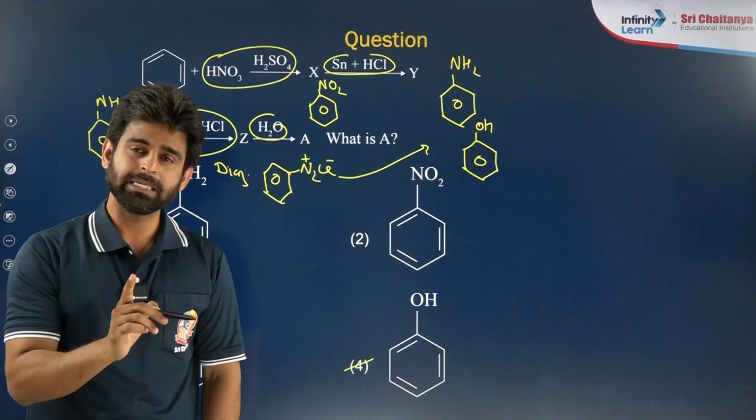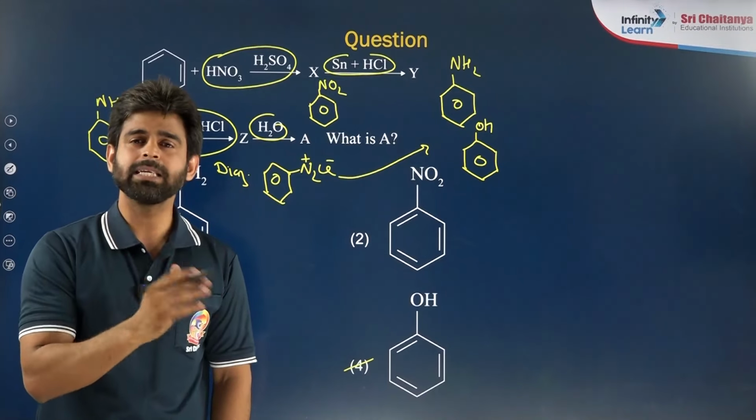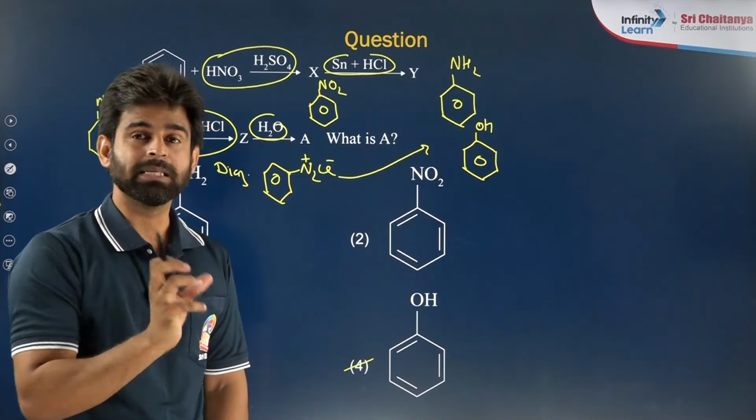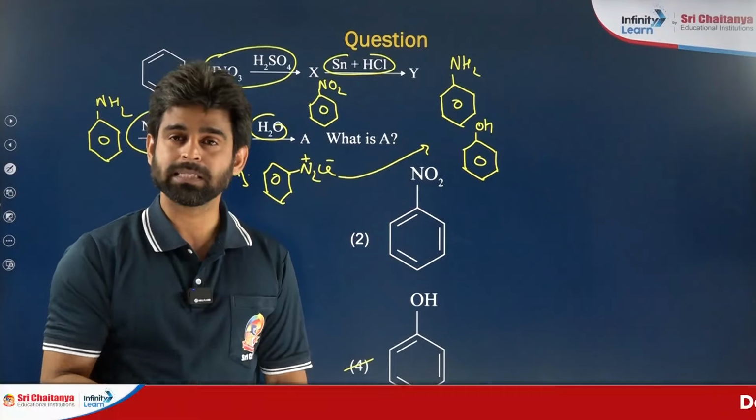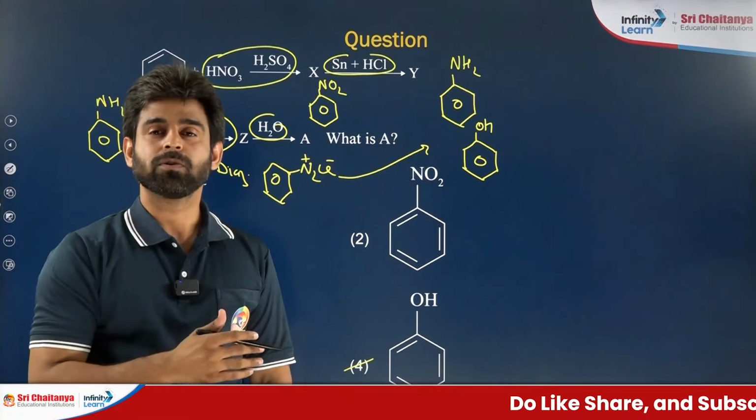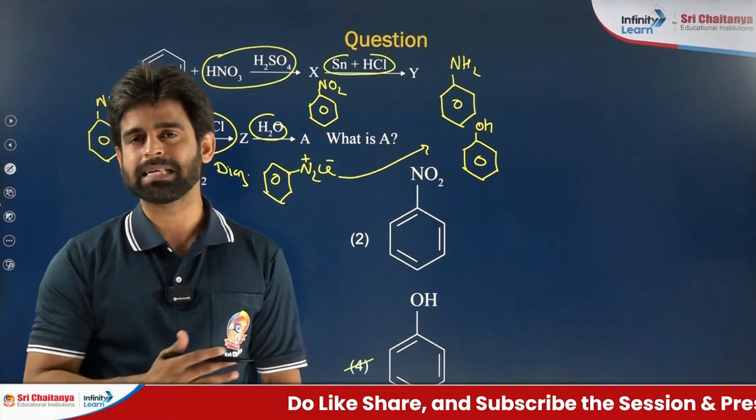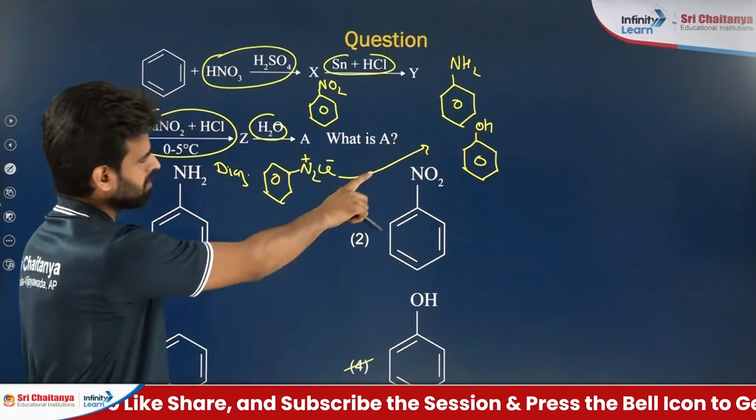Diazonium salt is a very important compound to make many of the compounds related to benzene like chlorobenzene, iodobenzene, fluorobenzene, you can go for nitrobenzene, cyanobenzene, many things, right? So this is our phenol.